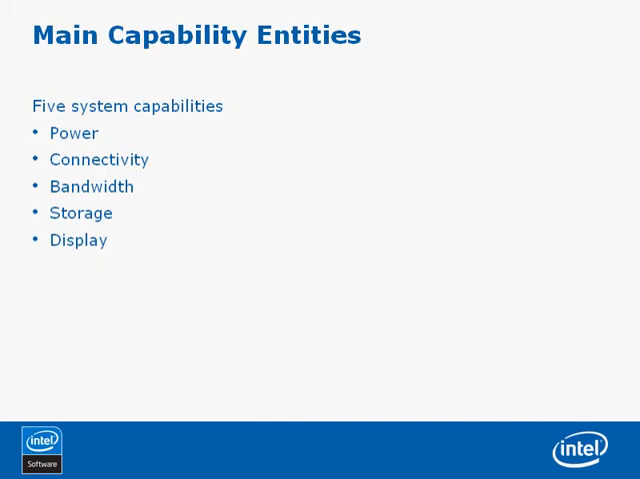System capabilities provide a higher level of abstraction than devices. These expose system information at a functional level rather than a physical device level. The system capabilities include power, connectivity, bandwidth, storage, and display. Each capability has corresponding methods and/or properties.